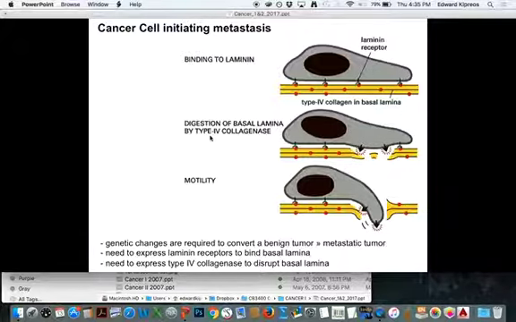And as we said, having any of these things gives them a head start on being a metastatic cancer, because then it's easier for them to move around.